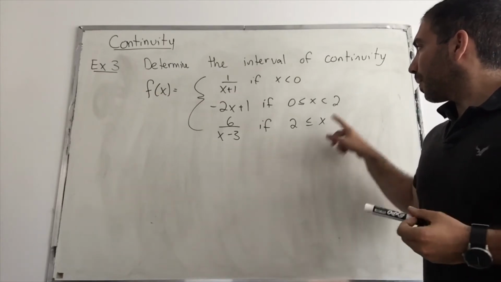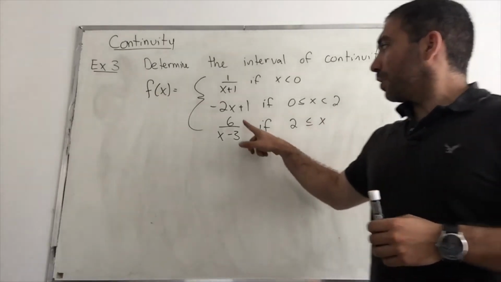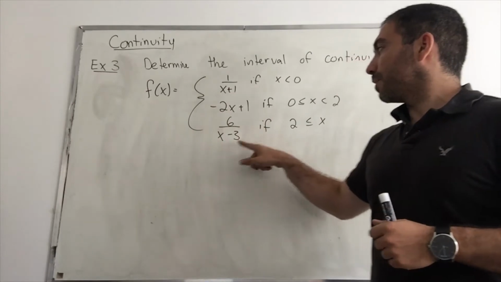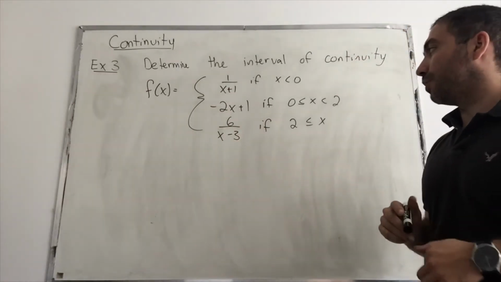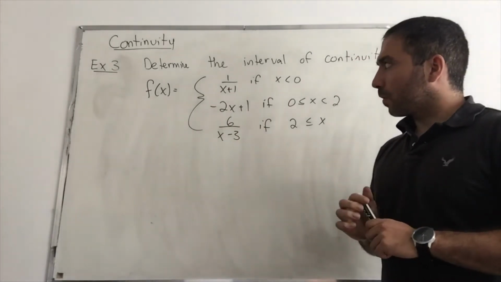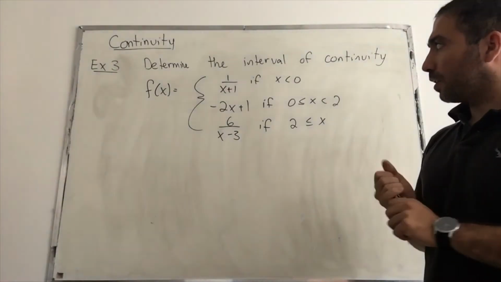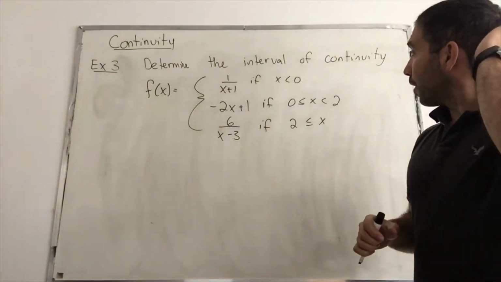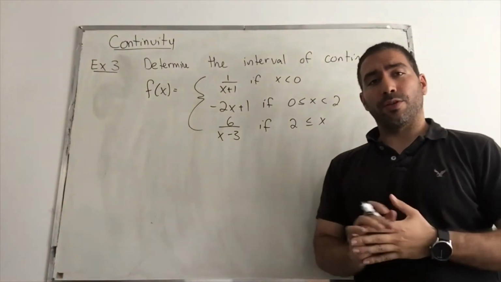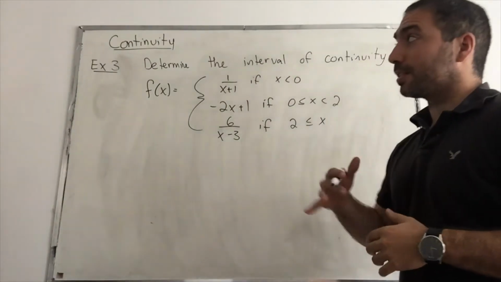And we're going to use the function 6 over x minus 3 if essentially x is greater than or equal to 2. Okay, so we have to find the intervals of continuity. In order to do that, you're going to first find where the function is discontinuous.